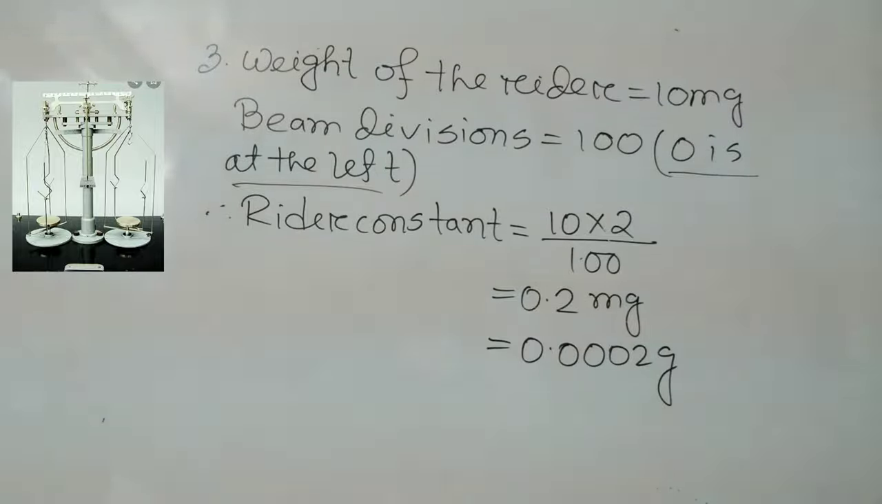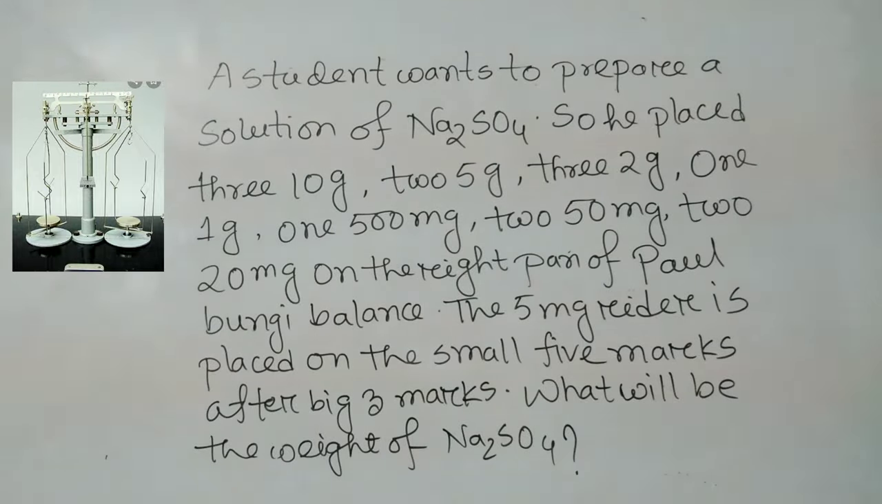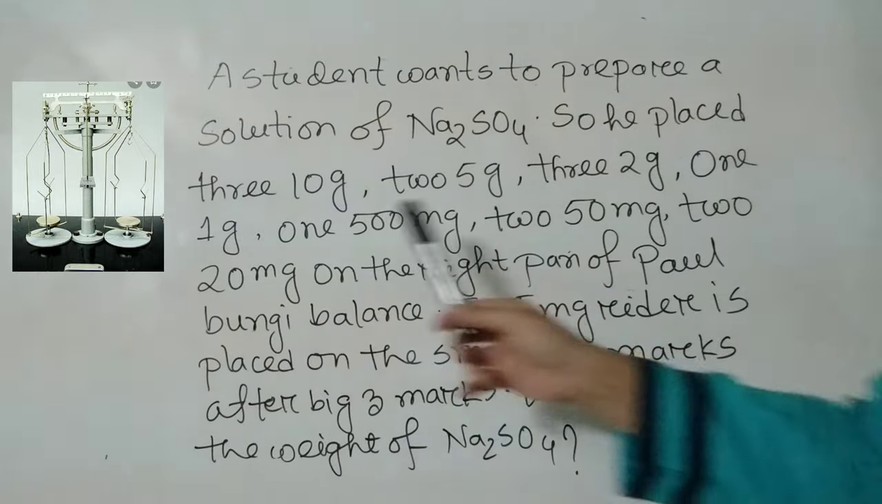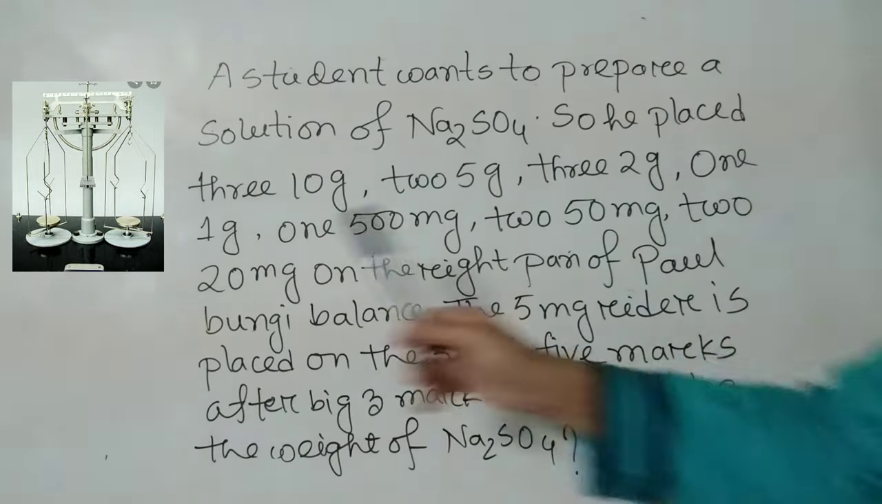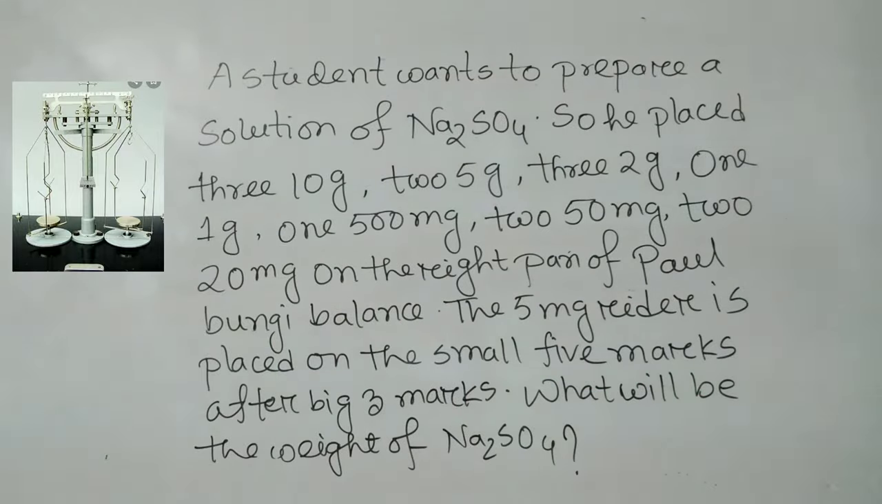Now I discuss with you a mathematical problem. Students, a student wants to prepare a solution of sodium sulfate. So he placed 3 10 gram, 2 5 gram, 3 2 gram, 1 1 gram, 1 500 milligram, 2 50 milligram, 2 20 milligram on the right pan of Paul Bunge balance.